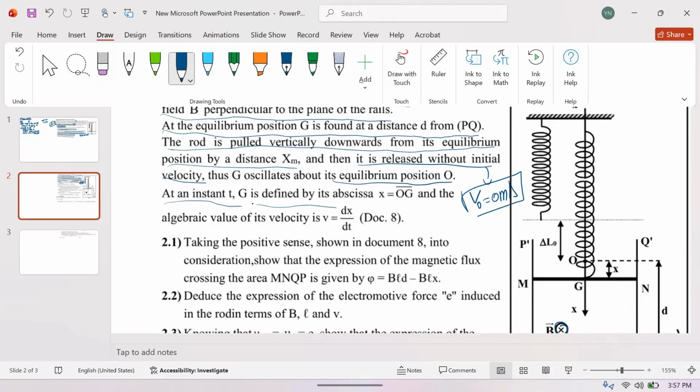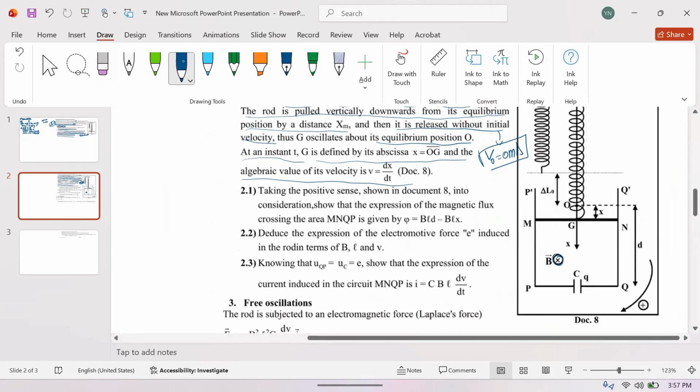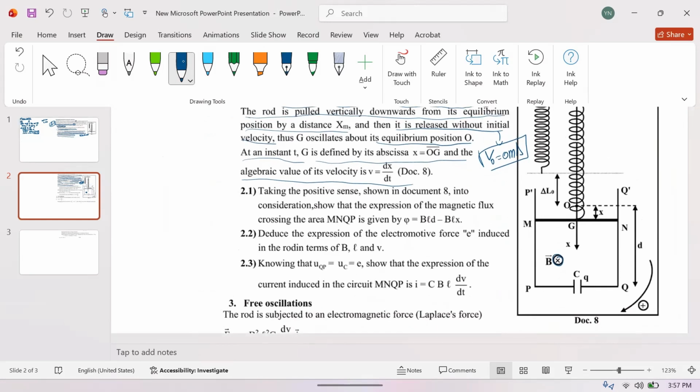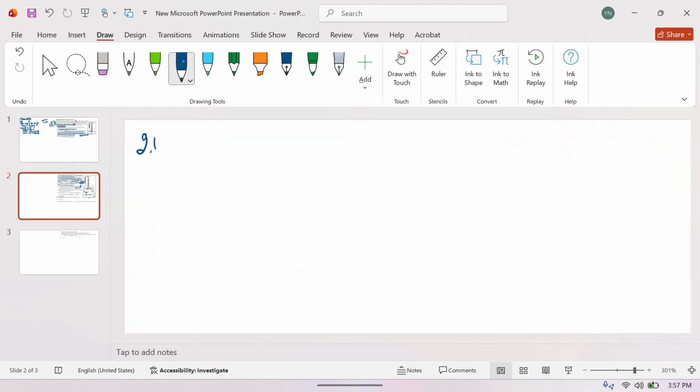At an instant t, G is defined by its abscissa x and the algebraic value of its velocity v, taking the positive sense shown in document 8. So the positive sense of the current is going from Q to P to M to N, like this. Okay, this is the positive direction we chose. Show that the expression of the magnetic flux phi crossing the area MNQP is given by phi equals BLD minus BLx. That's really easy, because electromagnetic induction literally has about two formulas and that's it. Flux equals B dot S.